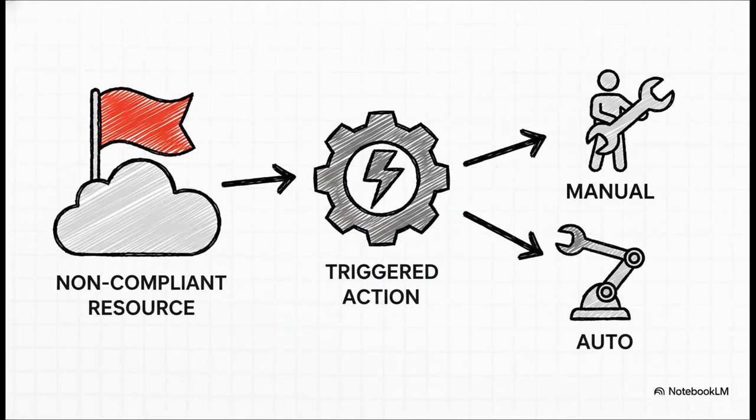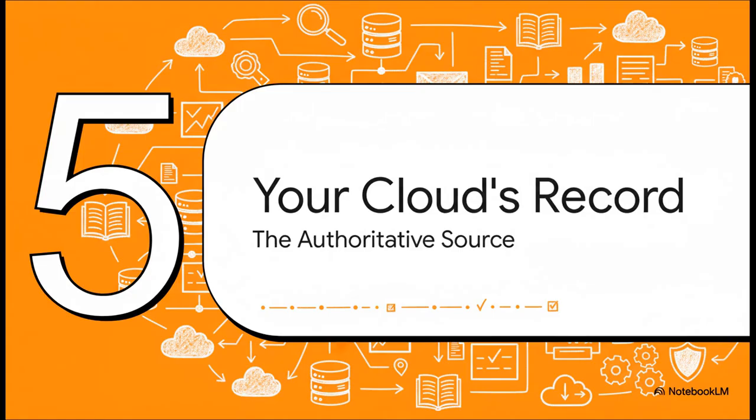But here's the kicker, and this is my favorite part. Config doesn't just point out your problems. It can actually fix them for you. When a rule finds something that's non-compliant, you can trigger a remediation action. That could just be an alert to an engineer, sure. Or you can set up auto-remediation to have the system fix common problems immediately and automatically, with zero human touch. So when you step back and look at the whole picture, the recording, the history, the rules, the auto-remediation, you can really see why we call AWS Config your cloud's official record.